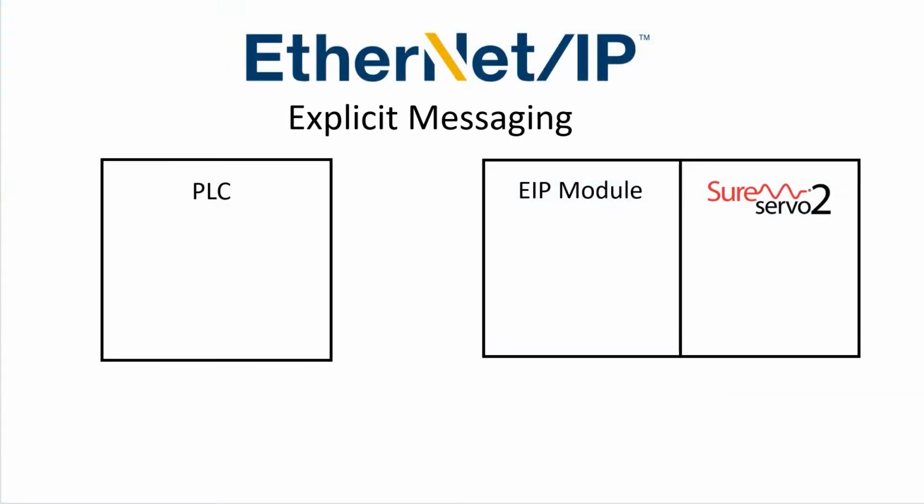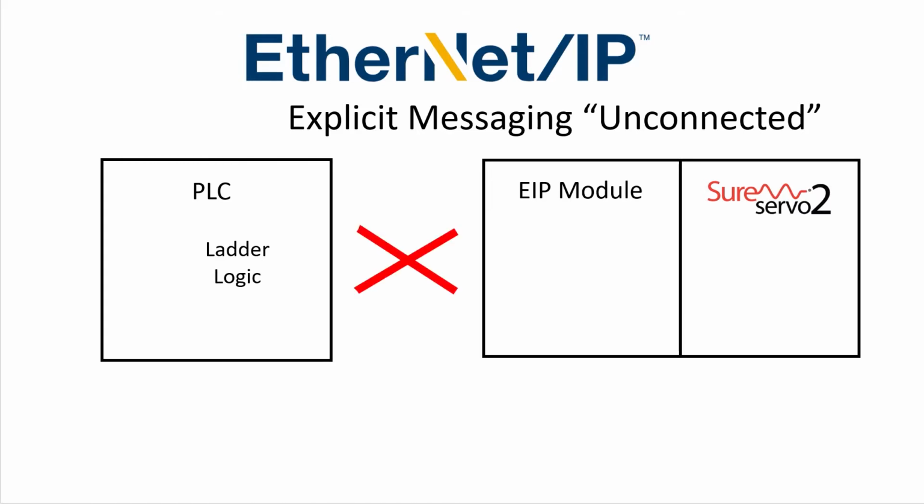With Ethernet IP's explicit mode, you directly read and write parameters to the drive using ladder instructions. Explicit mode can be used as connected or unconnected messaging. Unconnected means there's no permanent connection to the target. Each read and write operation opens a connection, does its thing, and closes the connection to the drive.